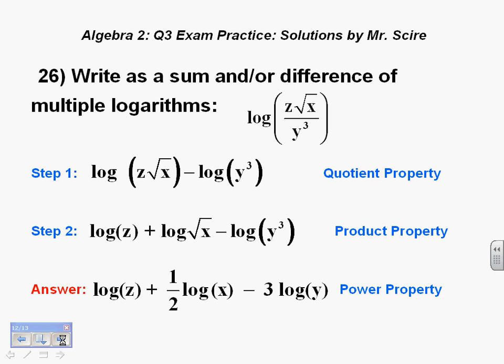Okay, our last problem, 26, also a log problem. Here we're given a single log and we're asked to expand it or to write it as a sum or difference of logs. Okay, so here we go. We're going to take the log of the numerator and subtract the log of the denominator. That's the quotient property. Now we're going to see here that we have a product, so we can use the product property to split that product. We get log z plus log square root of x minus log y cubed.